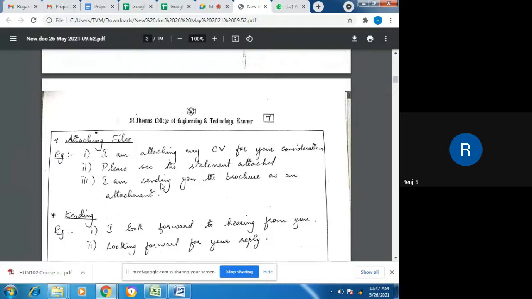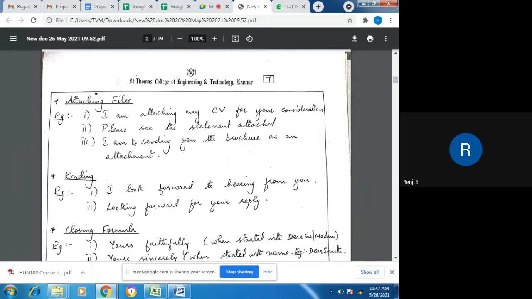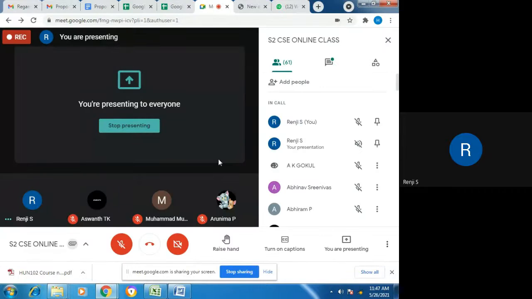Then in emails, when you're attaching files, you can write these sentences, that is, I am attaching my CV for your consideration. So if you're going to apply for some jobs, then you can write these sentences. What is the full form of CV? Anyone?